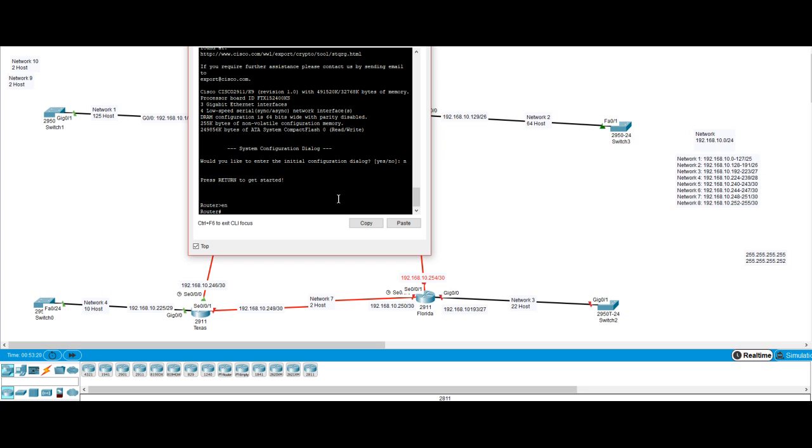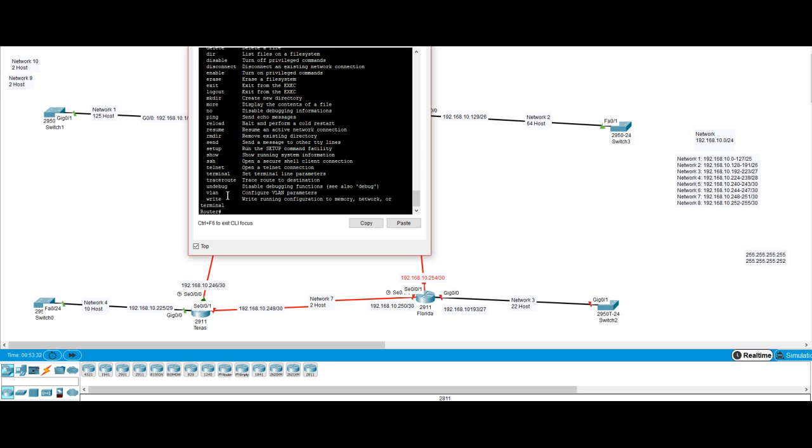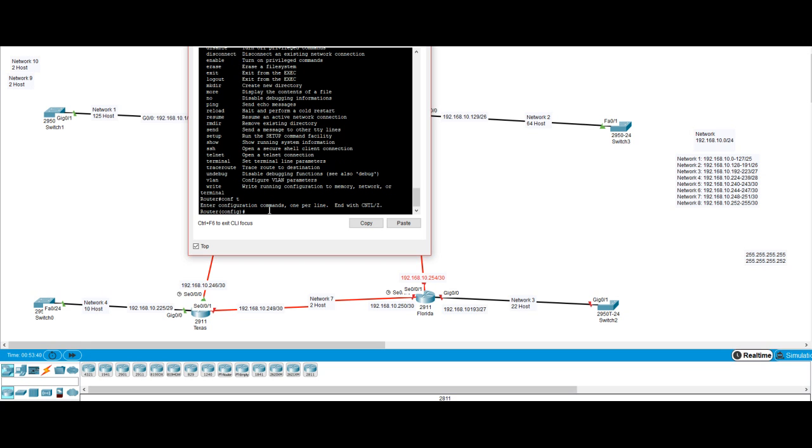And then if you ever get stuck and you're not sure of a command, just do a question mark after whatever, and it will give you all the commands that are available within that prompt. So what we want to do is we want to do a config T to enter the configuration mode. Now we're in the configuration mode, and now what we're going to do is we are going to program our router with the IP addresses.